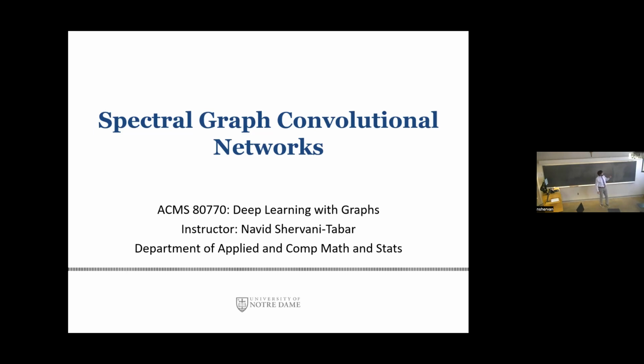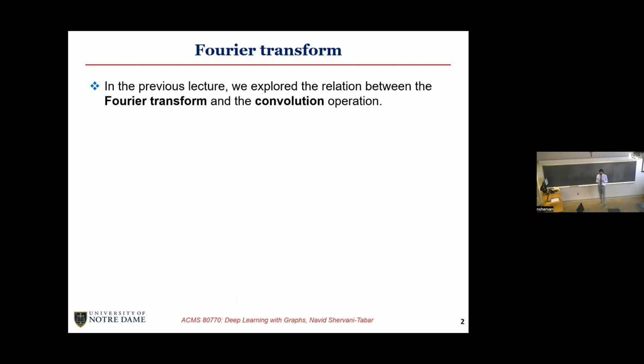All right, today we are starting on looking at the convolution on the graphs from the spectral perspective. In the previous lecture, we discussed how we can take the Fourier transform and redefine it into the graph domain, and then use that in order to define convolution on the graph. So just to be on the same page, let's have a few slides reviewing this.